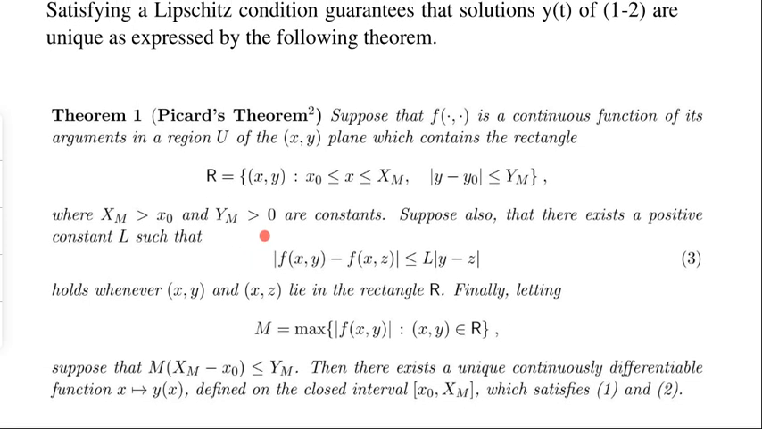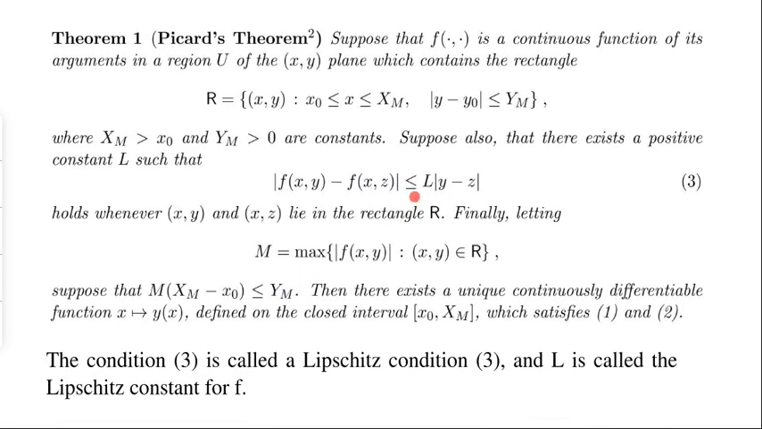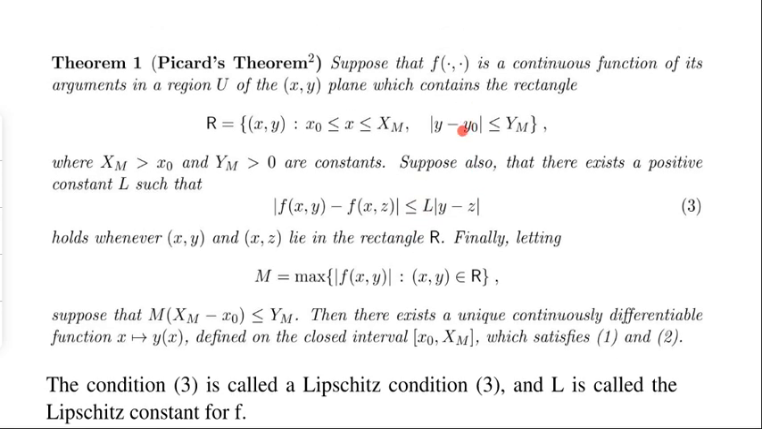Also, suppose this function satisfies this Lipschitz condition: the absolute value of f(t, y) minus f(x, z) is less than L times the absolute value of y minus z. Here L is our Lipschitz constant and R is our domain defined here. Also suppose that we have this final condition: M times |xm minus x0| is less than ym.